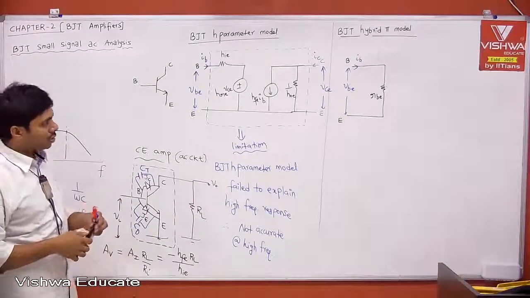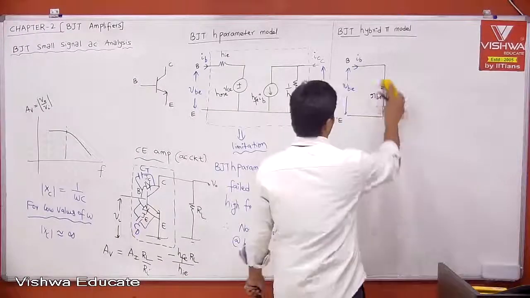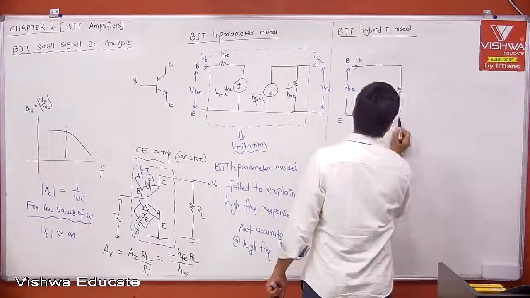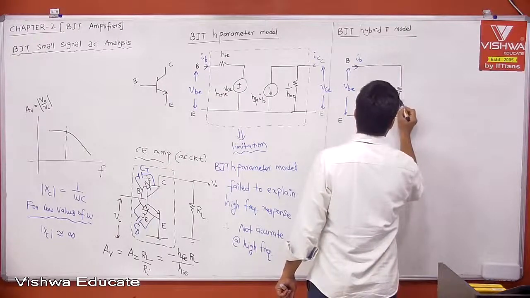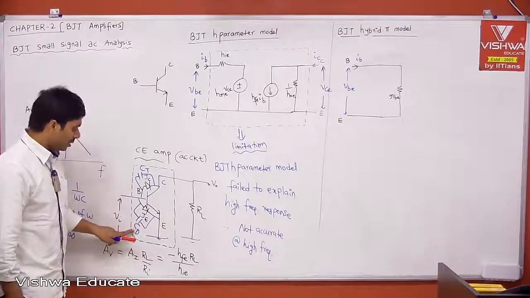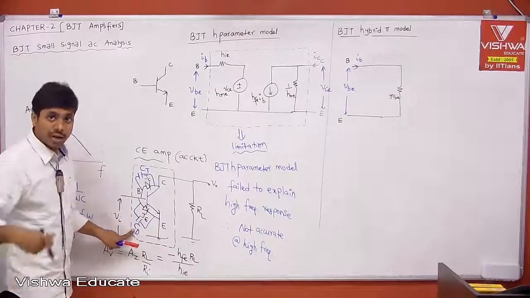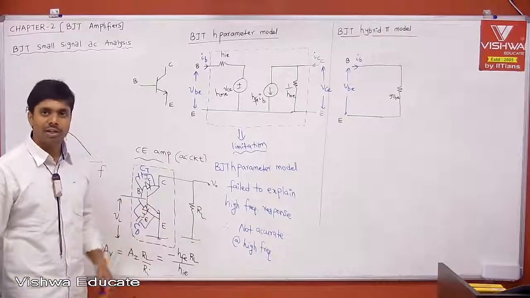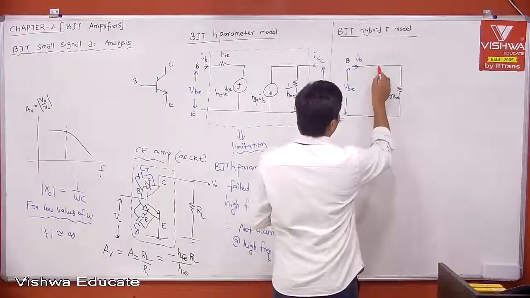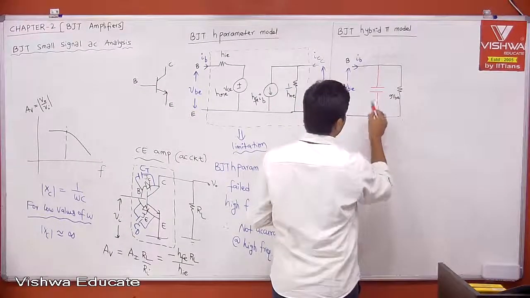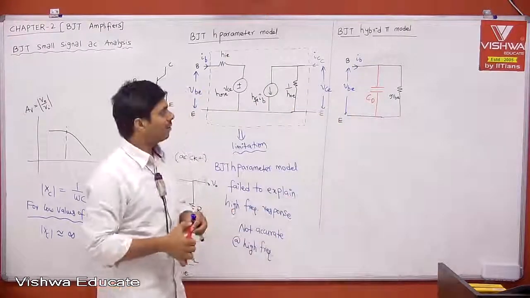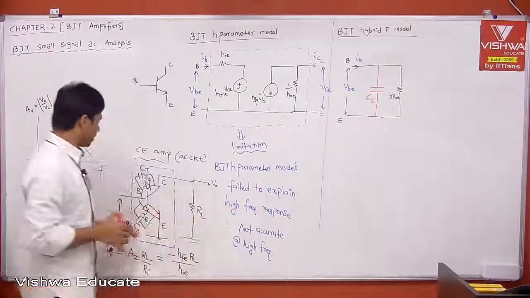What is that? Not only RBE, between base and emitter we have something. What is that? Between base and emitter we have diffusion capacitance. Okay, we need to account for the capacitor also, then only it will explain high frequency response. Therefore we need to add the input capacitor. This is our CD, the diffusion capacitance. Okay, fine. Therefore input side and input capacitor is explained.